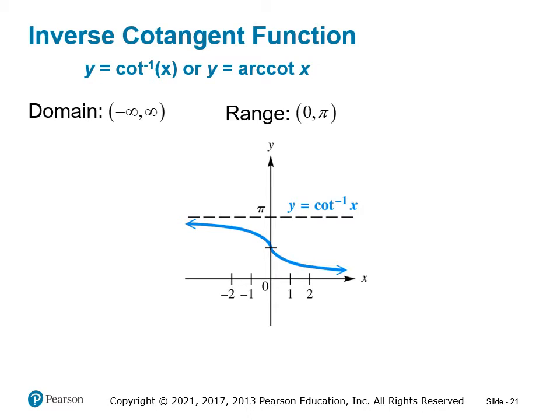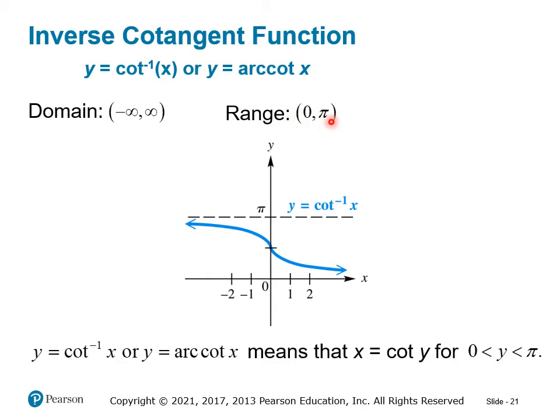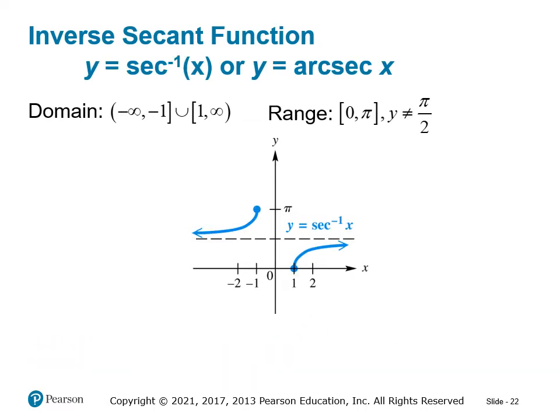Similarly for inverse cotangent, here we are in quadrant 1 and 2, 0 to pi, just like cosine, okay? And y equals inverse cotangent of x is the same as cotangent of y equals x.